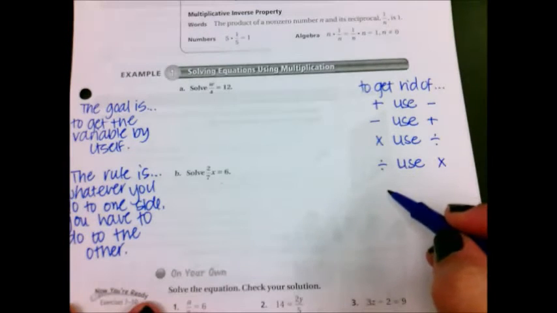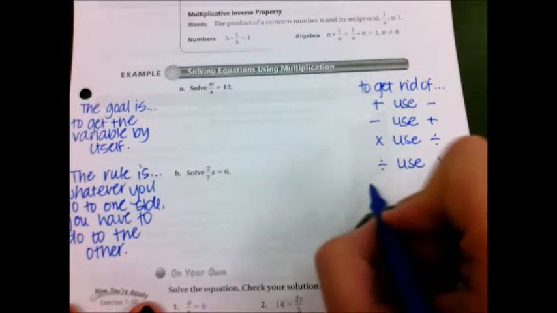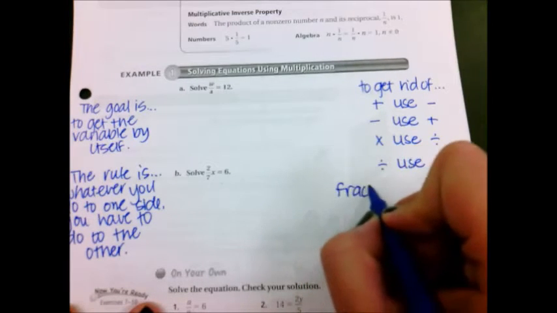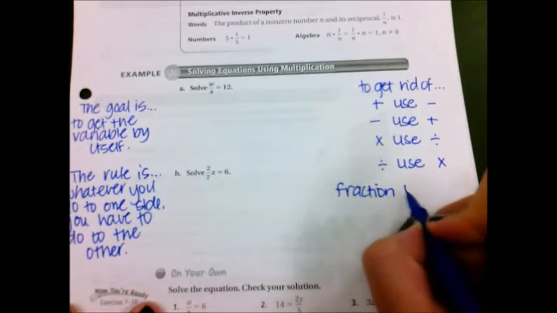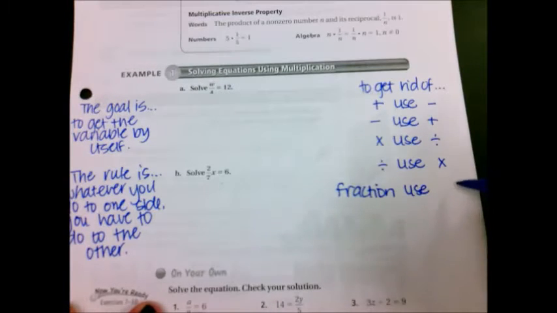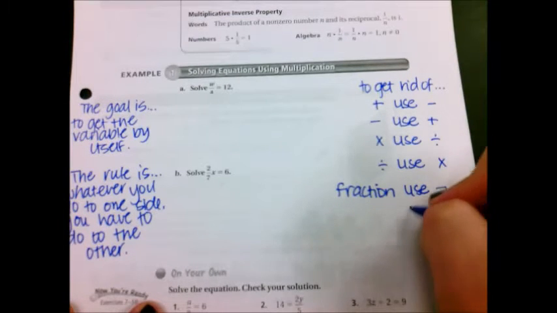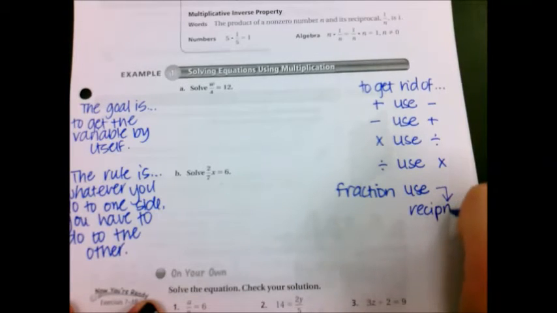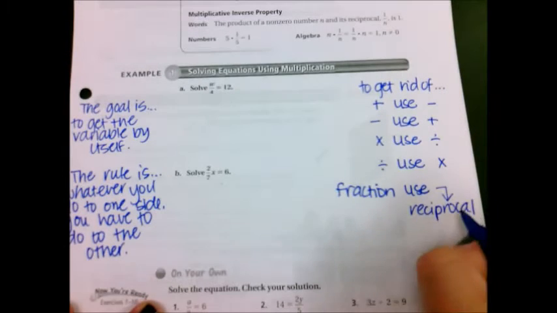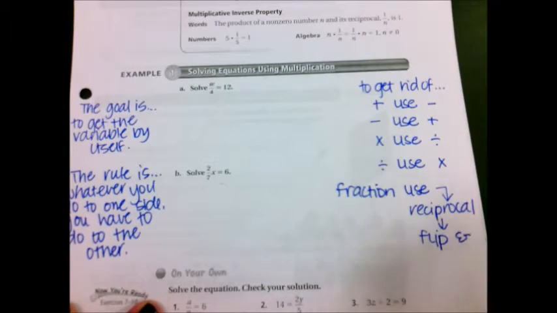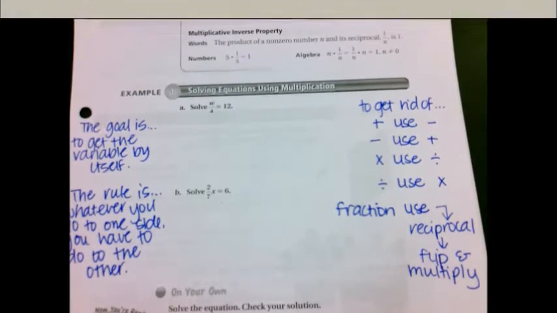And then probably the one that's going to be the most challenging is to get rid of a fraction. We're going to use, kind of running out of room over here, the reciprocal. When we use the reciprocal, we flip the fraction and then multiply. And we will look at an example like that in just 1 second.